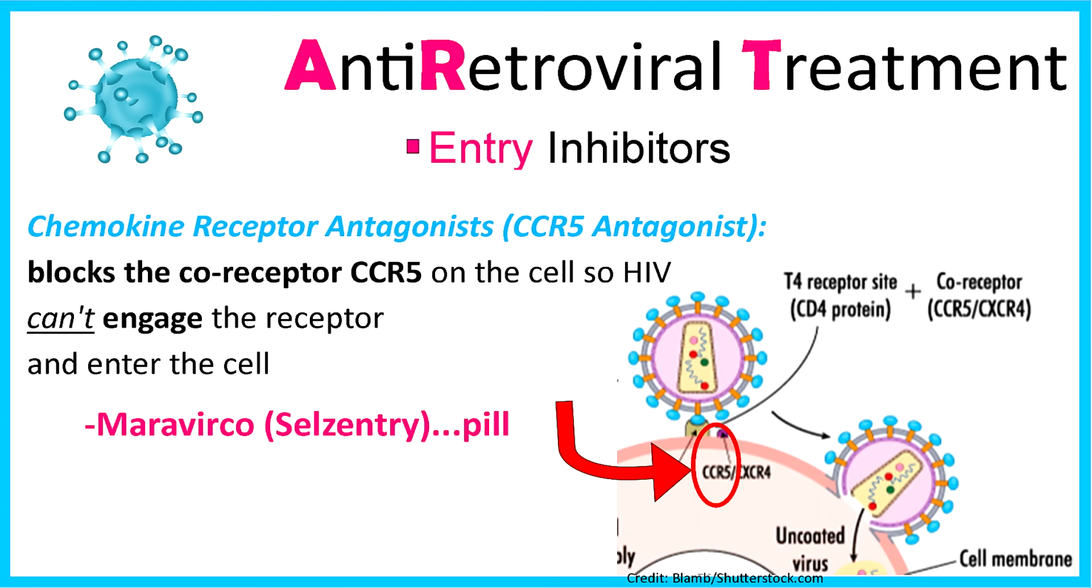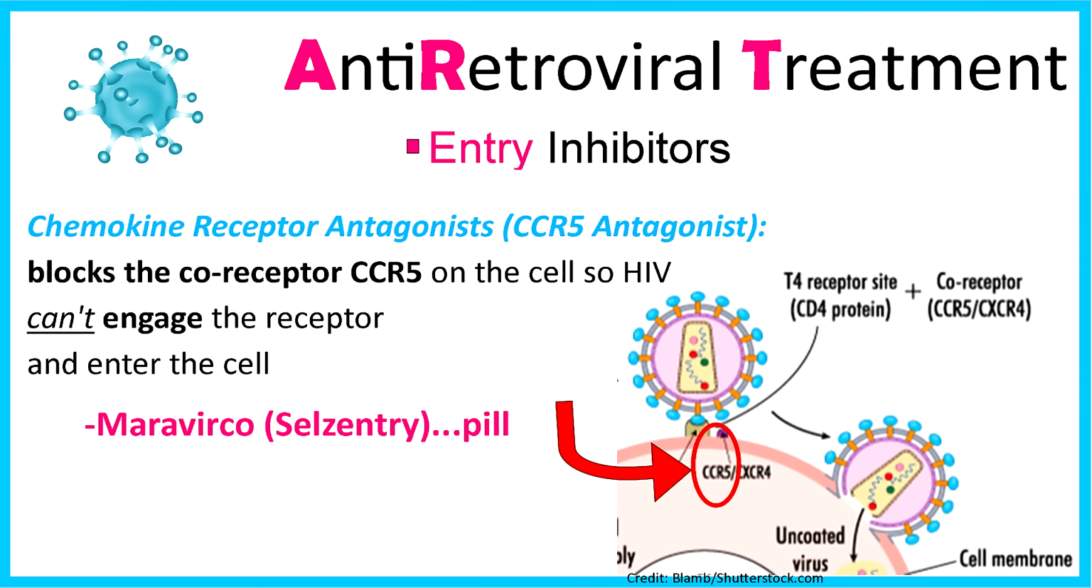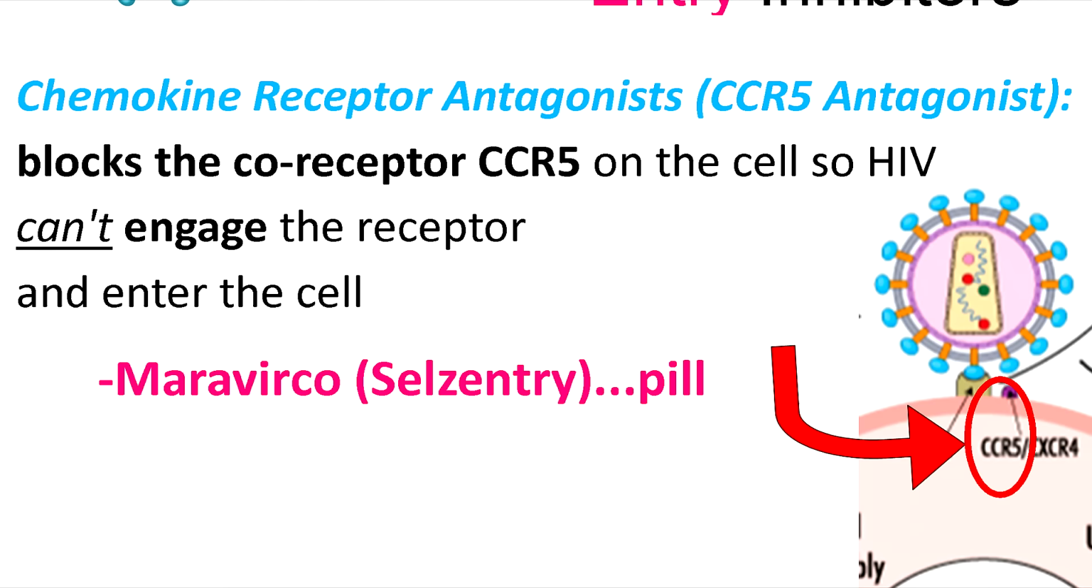Next are entry inhibitors, and they are going to block HIV from being able to enter the cell either by messing with the co-receptor or blocking fusion. So chemokine receptor antagonists, CCR5 antagonists, is a group of drugs that block the co-receptor CCR5 on the cell so HIV can't engage the receptor and enter the cell. And a medication that does that is called Maraviroc, and it is given in pill form.